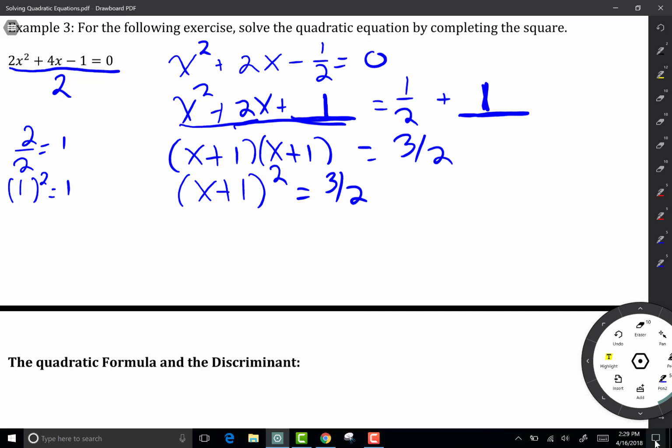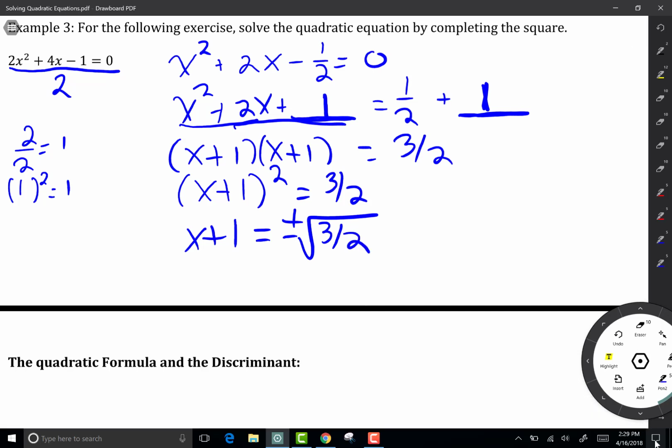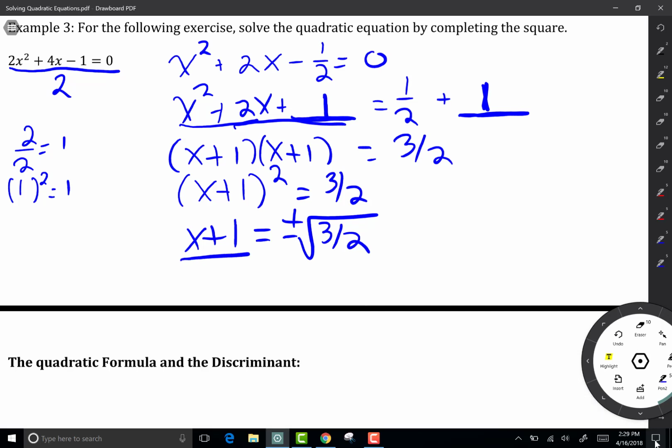So I'm going to square root both sides. I got to remember to do plus or minus. When I square root both sides, the squared and the square root undo each other, so I'm just left with x plus 1. And I'm left with x plus 1 is equal to plus or minus the square root of 3 over 2.